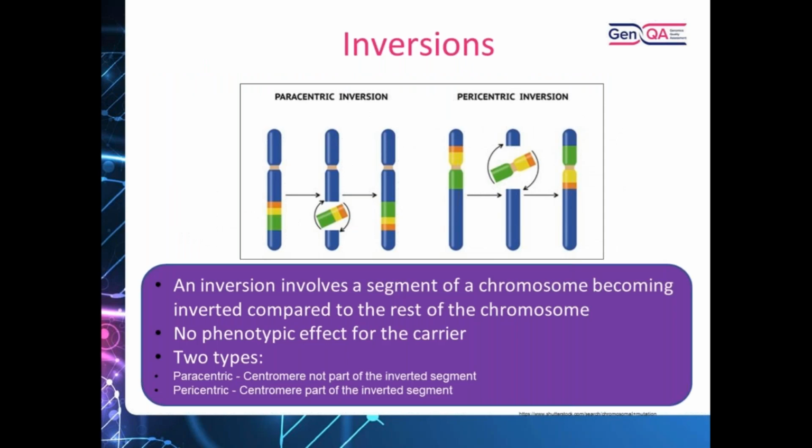So the third form of abnormality I'm going to touch on is inversions. An inversion is a rearrangement within a chromosome. Two breaks occur and a segment of the chromosome is rotated by 180 degrees. If this is balanced, there's likely to be no phenotypic effect on the carrier. And there are two types, paracentric, where the centromere is not involved in the inverted segment, and pericentric, where the centromere is part of the inverted segment. So we'll look at those in a little bit more detail.